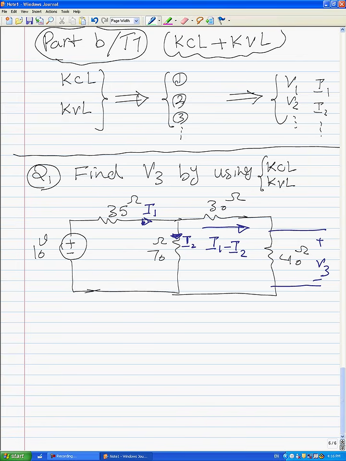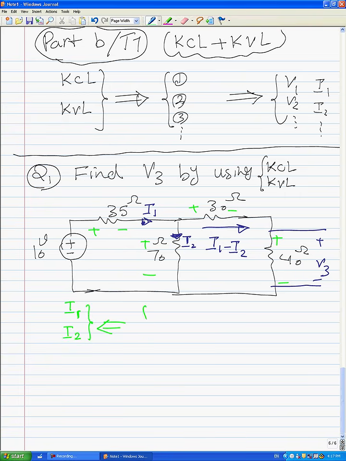And for this current, we have positive and negative signs here, here, here, and here. Important question: in order to solve this circuit, we only need to find I1 and I2. I mean, this circuit has two unknowns, I1 and I2.